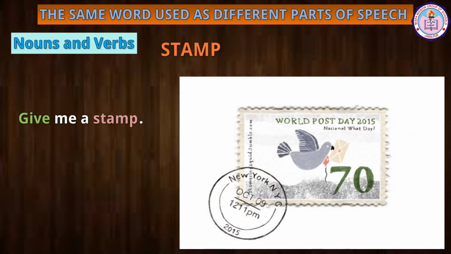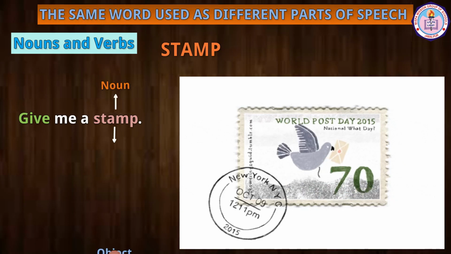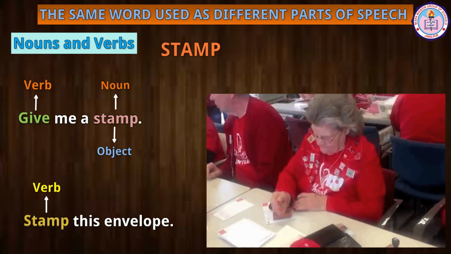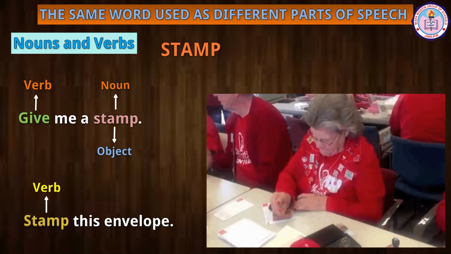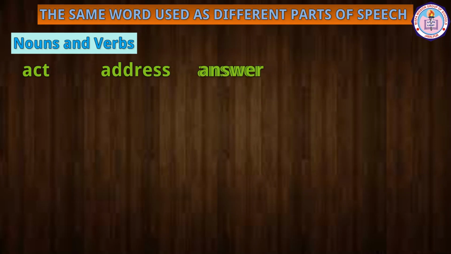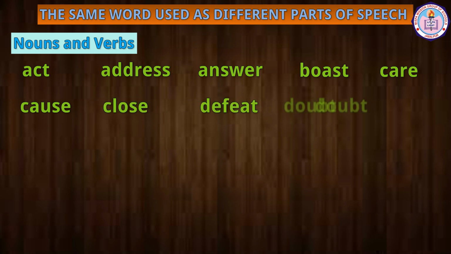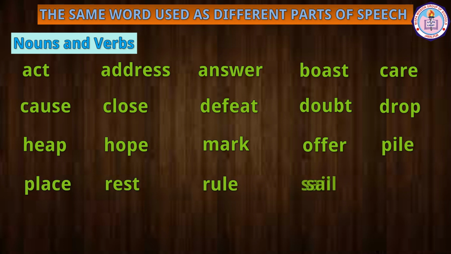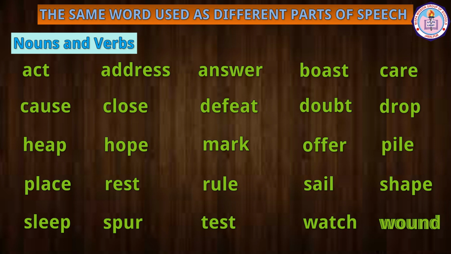Stamp. Give me a stamp. Here, stamp is a noun that takes the part as the object of the verb give. Stamp this envelope. Here, stamp is the verb of this imperative sentence. These are the other words which can be used as both nouns and verbs: act, address, answer, boast, care, cause, close, defeat, doubt, drop, heap, hope, mark, offer, pile, place, rest, rule, save, shape, sleep, spur, test, watch, wound.